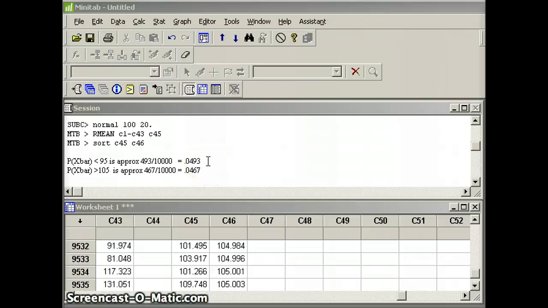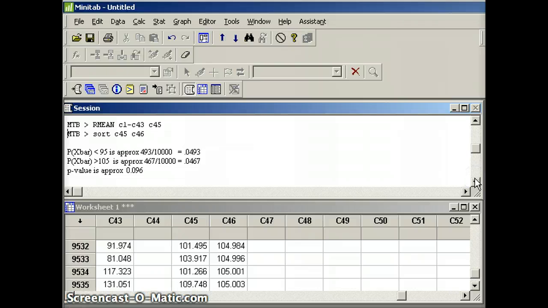So there's the numbers on the left tail, there's the ones on the right, and if we put those together, that'll give us an approximate p-value. Our approximate p-value is 0.096, which is, of course, relatively high. And when the p-value is relatively high, we fail to reject H0.